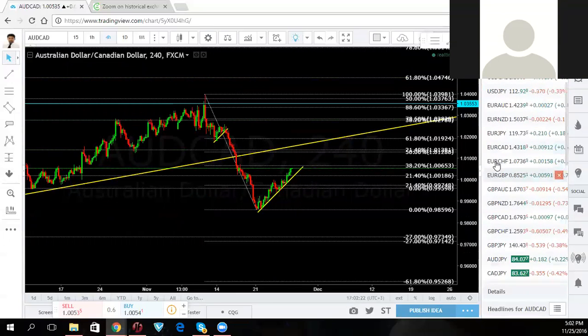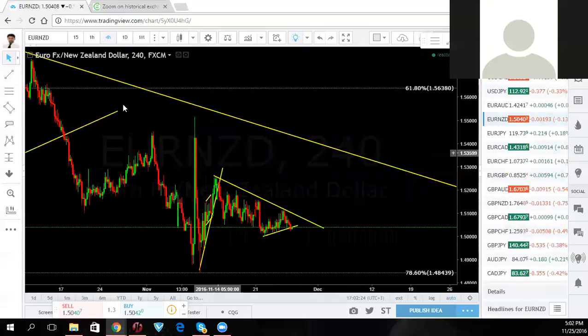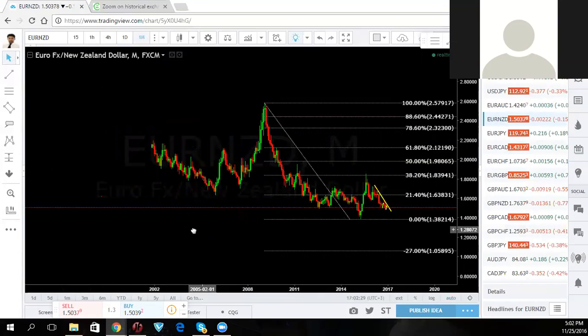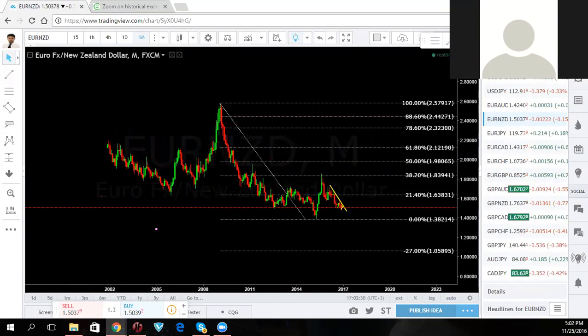If it's a short-term trade, it's short-term. This is a long-term trade. Euro, New Zealand, nothing has changed here. Absolutely nothing. I've shown you guys this already many times. You have an impulse, you're getting a correction. Just wait. Watch it do that.